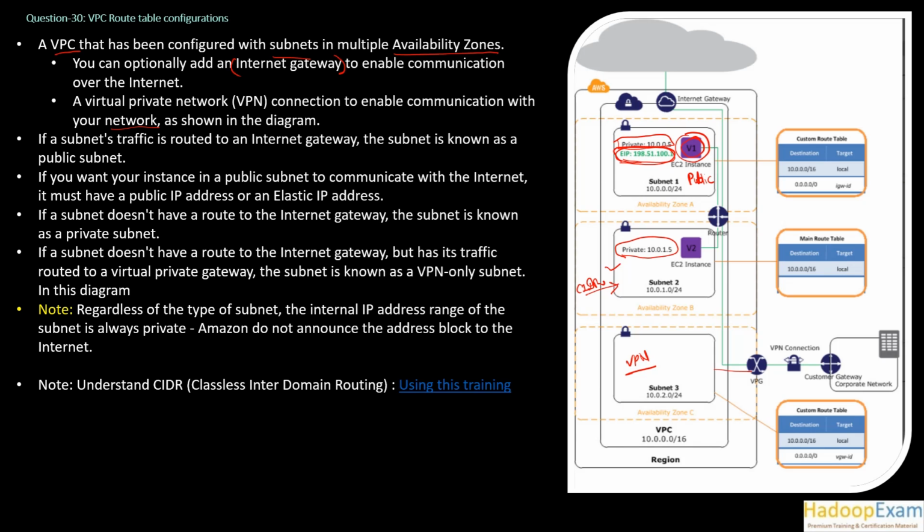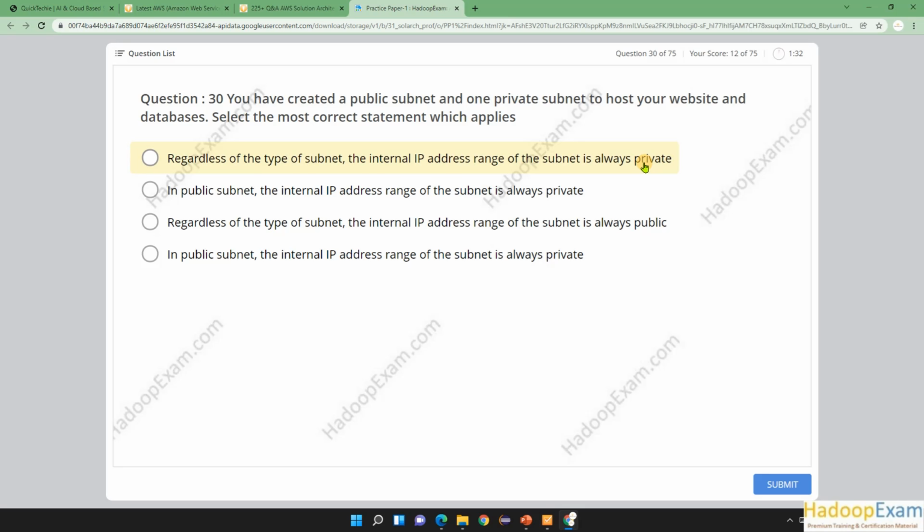Now let's go to the options for this question. Regardless of the type of subnet, the internal IP address range of the subnet is always private. So that is what we just learned. In a public subnet, the internal IP address range of the subnet is always private. That is also true, correct? But more accurate is this: regardless of the type of subnet, the internal IP address range of the subnet is always private. It's not only about a public subnet, correct? So the option saying regardless of the type of subnet the range is always public is the opposite.